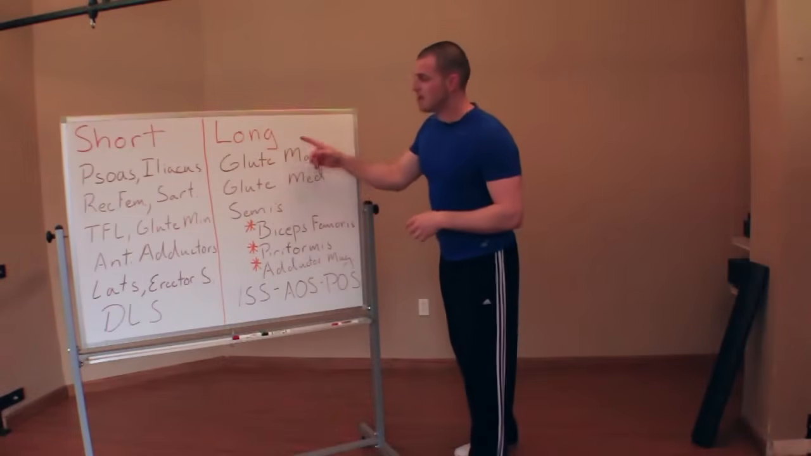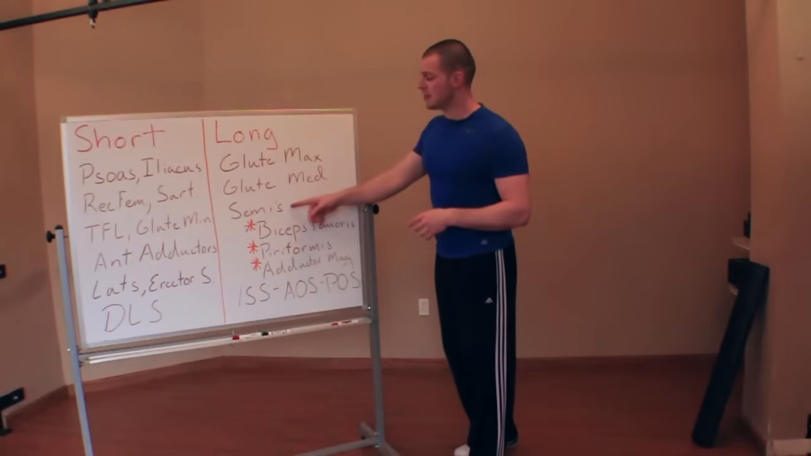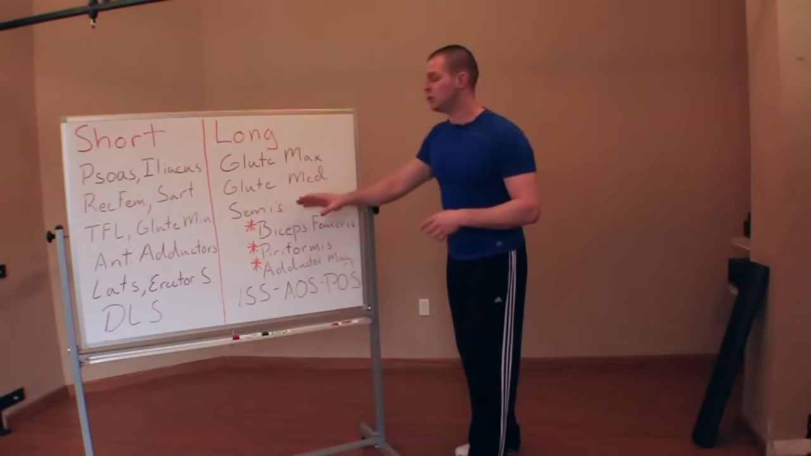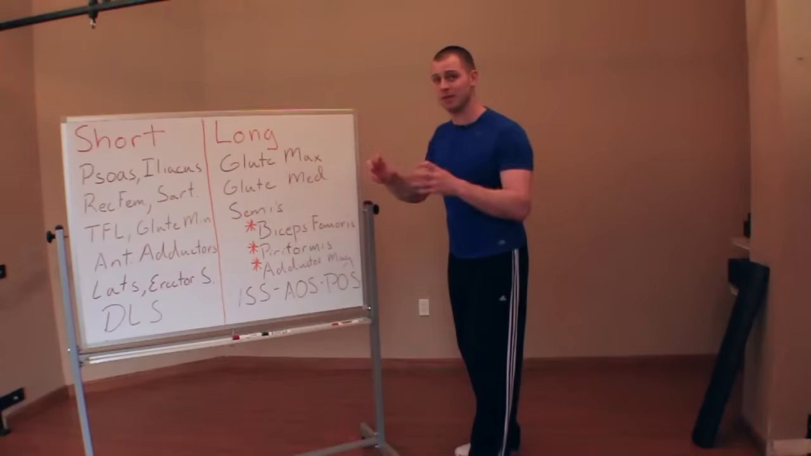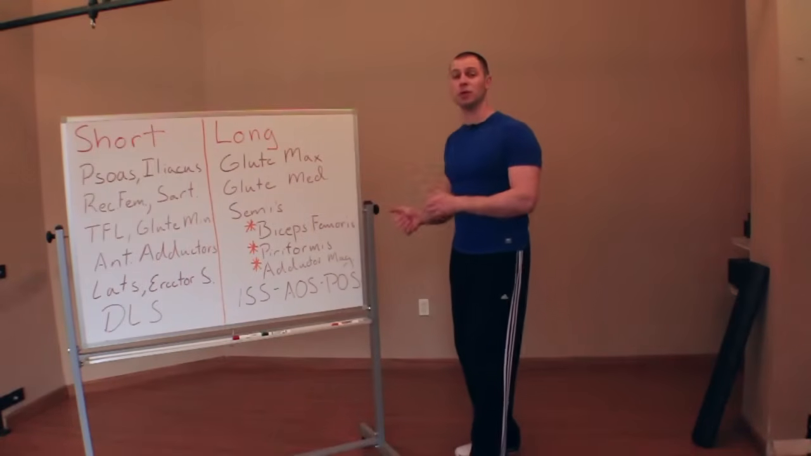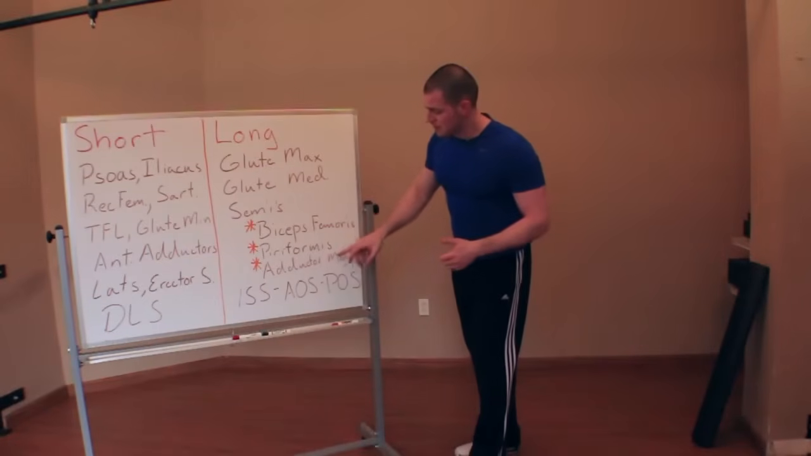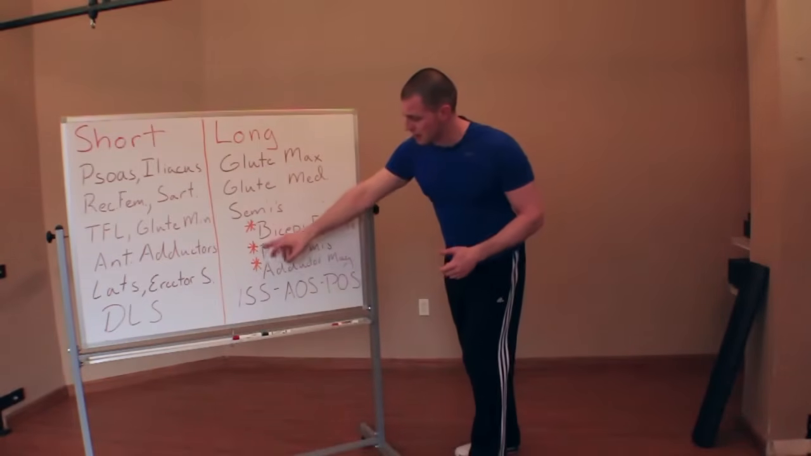You could add your semis to this list. Of course, semis on my website is listed under tibial internal rotator activation. I find more use for the semitendinosus activation or tibial internal rotator activation for lower leg dysfunction, but you could add it here. Notice that biceps femoris, piriformis, and adductor magnus have stars by them.